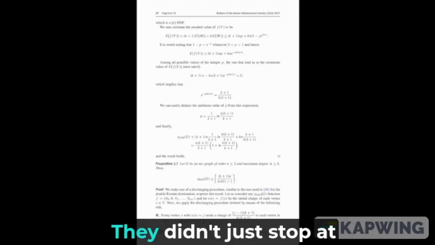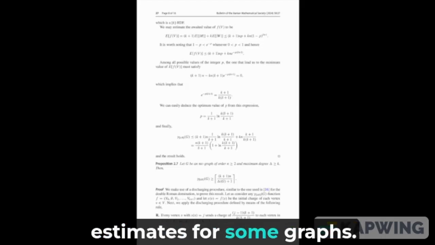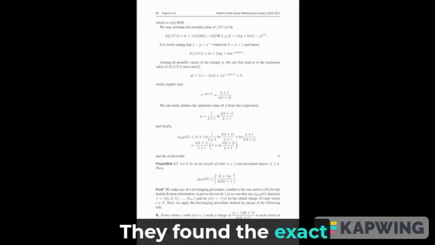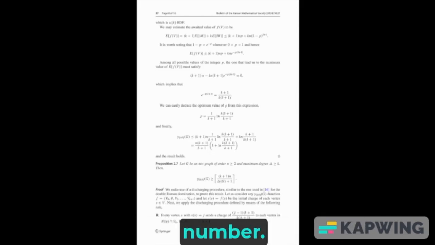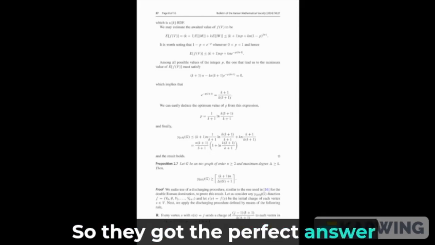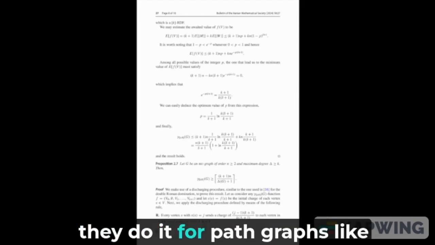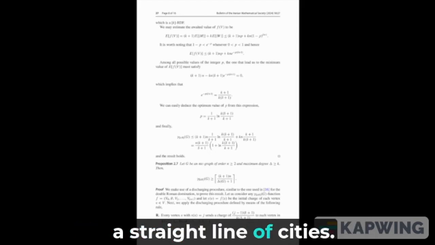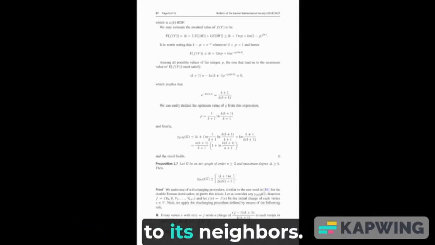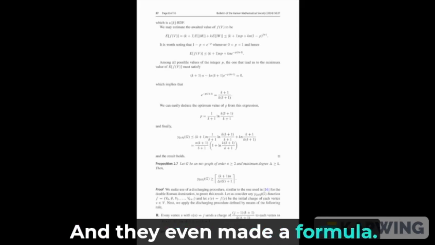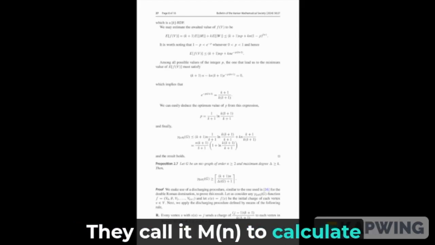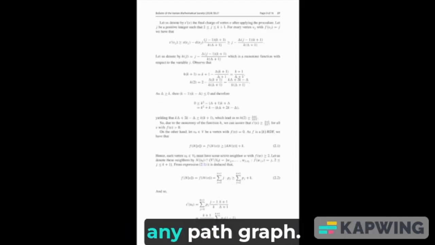But get this, they didn't just stop at estimates. For some graphs, they found the exact K-multiple Roman domination number. Wait, so they got the perfect answer? No guessing. Yeah. They did it for path graphs, like a straight line of cities, each one only connected to its neighbors. Oh. And they even made a formula, they call it MKEN, to calculate the exact number for any path graph.